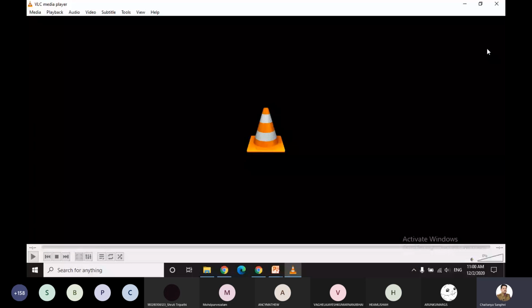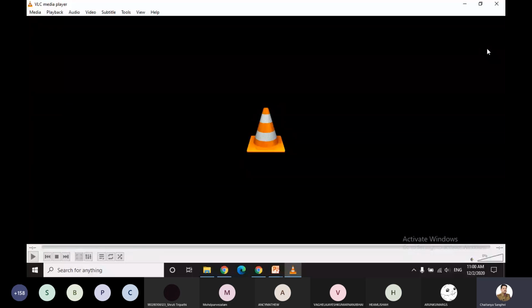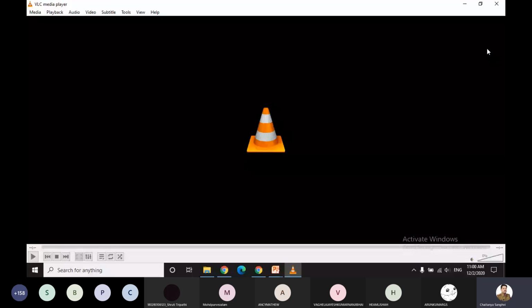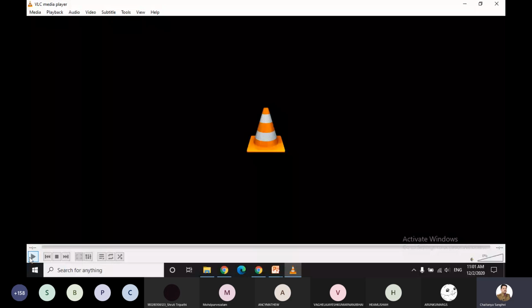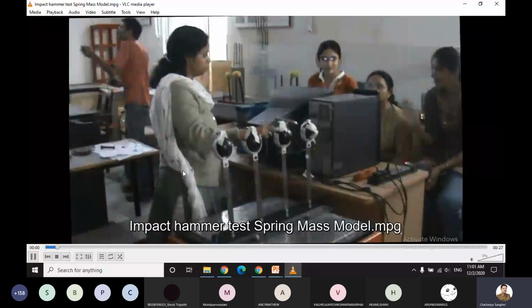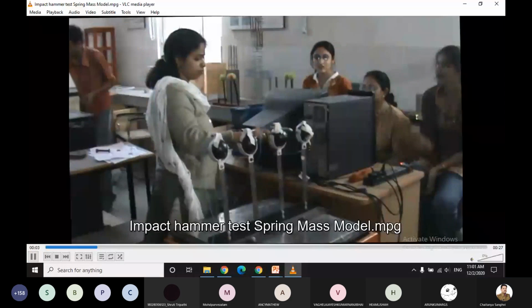What is the natural frequency? The number of cycles of vibration per unit time, right? That is the natural frequency of the building. And natural period means the time required to complete one cycle of vibration.